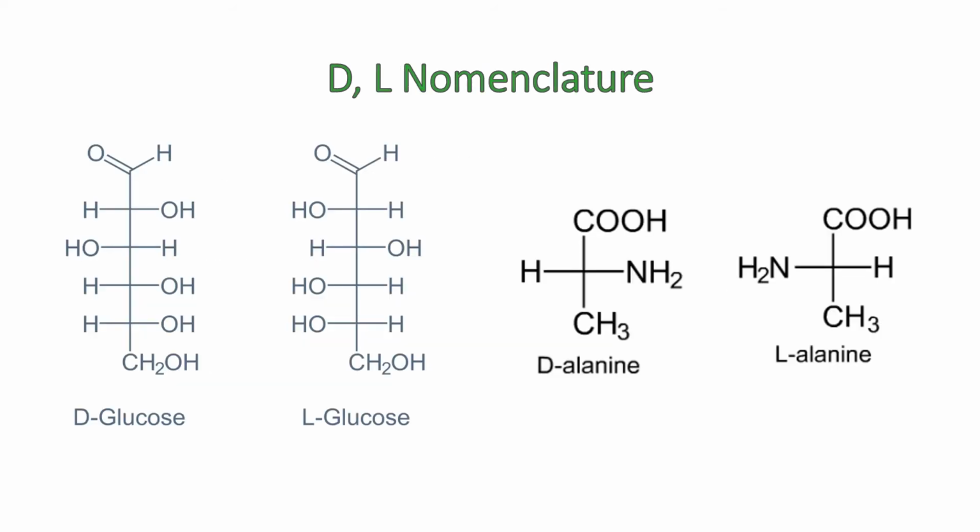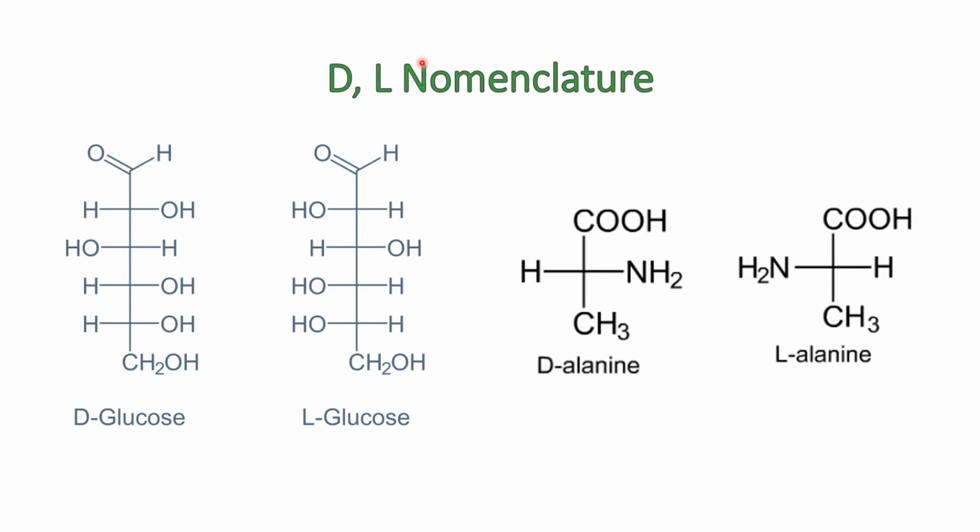So in Fischer projections, which are still widely used for carbohydrates and amino acids, there is something called DL nomenclature. Now please do not confuse it with small d and small l, or plus sign and minus sign. This we have already seen. That is used to indicate dextrorotatory and levorotatory, so that is related to optical activity. If there is rotation of plane polarized light towards the right hand side, it is small d or plus sign, whereas rotation of the plane polarized light towards the left hand side makes it levorotatory, small l or minus sign.